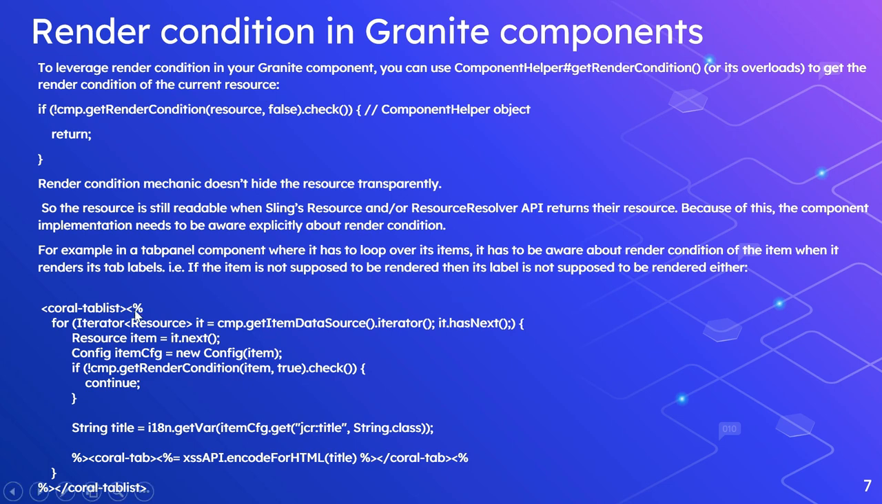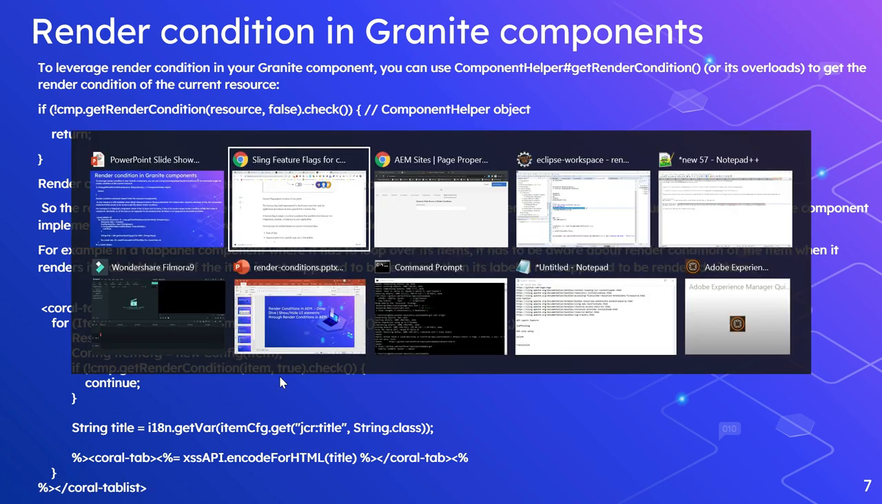So let's say for example there is a tab panel component. It will loop through the data child elements to display the tab panel. But each individual tab panel should be checked whether the render condition is enabled and is allowing that specific element to display. If you see this piece of code here, it is iterating through those child data sources, but it is still checking get render condition, whether this resource is enabled or disabled through the render conditions. So let me show you here.